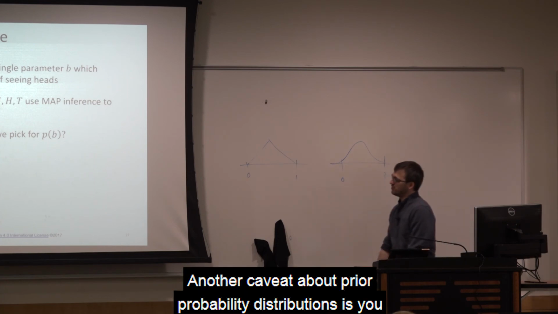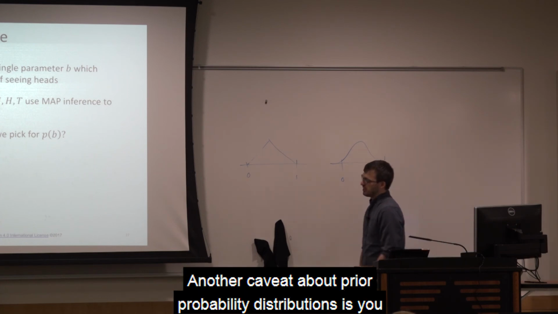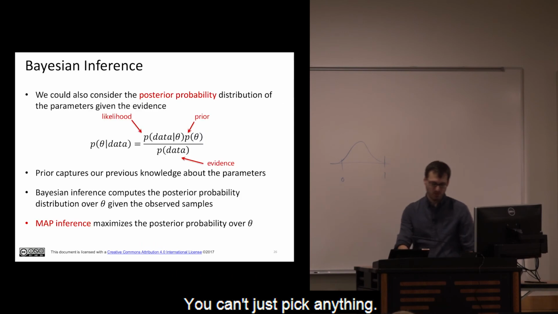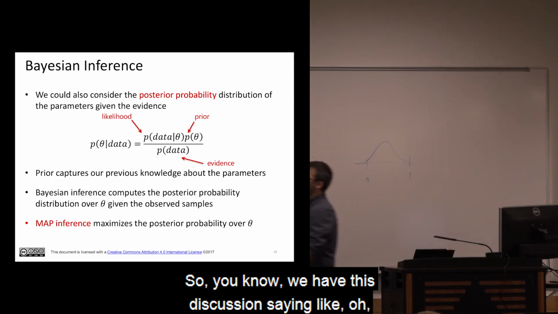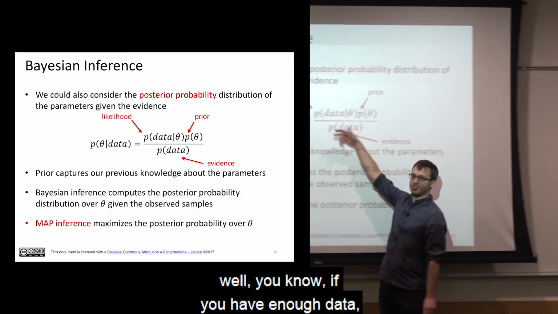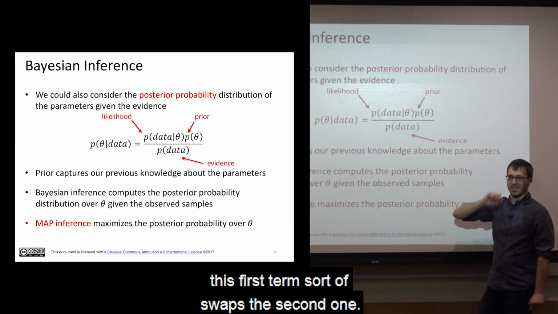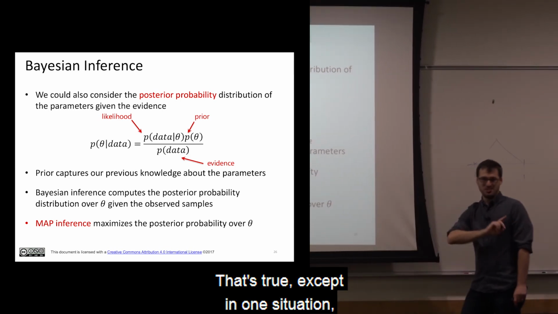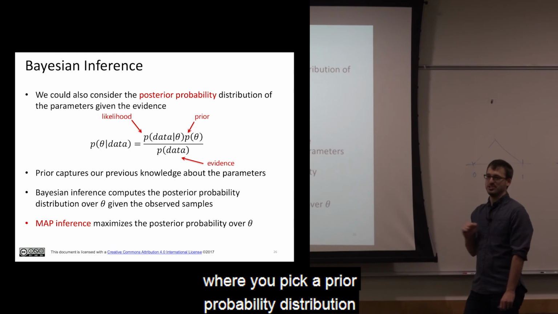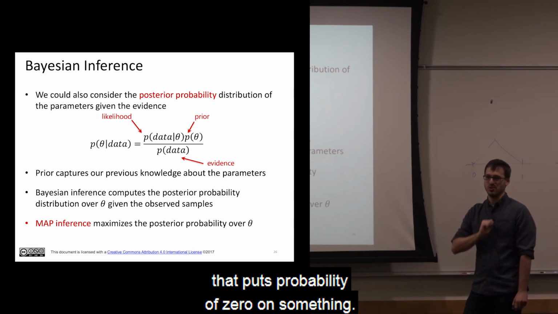Another caveat about prior probability distributions is you need to be a little bit careful. You can't just pick anything. So we have this discussion saying like, oh, well, if you have enough data, this first term sort of swamps the second one. That's true, except in one situation where you pick a prior probability distribution that puts probability 0 on something.